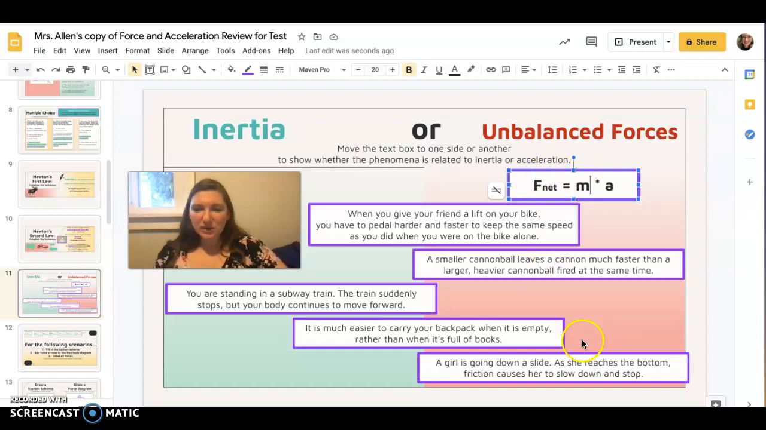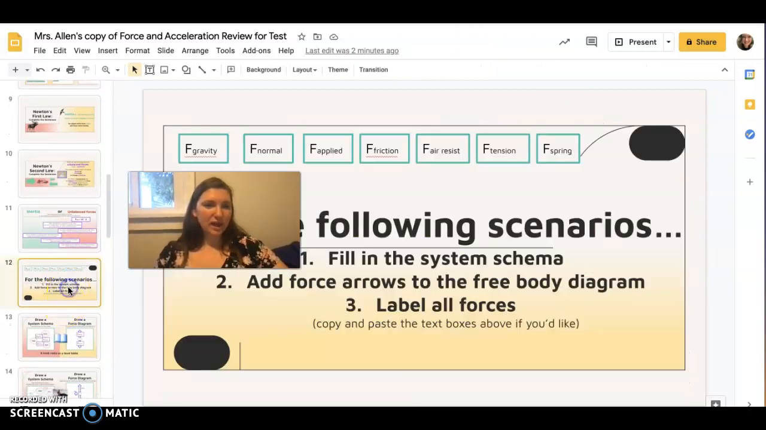Okay? So a girl is going down a slide. As she reaches the bottom, friction causes her to slow down and stop. So if you want to think about that, that's definitely going to be an unbalanced force. If there's a change in motion, that is an acceleration or a deceleration. So that means that the downward motion is slowly becoming overtaken by the force of friction, which is causing her to slow. Okay, so now we're going to do some system schemas and some force diagrams.